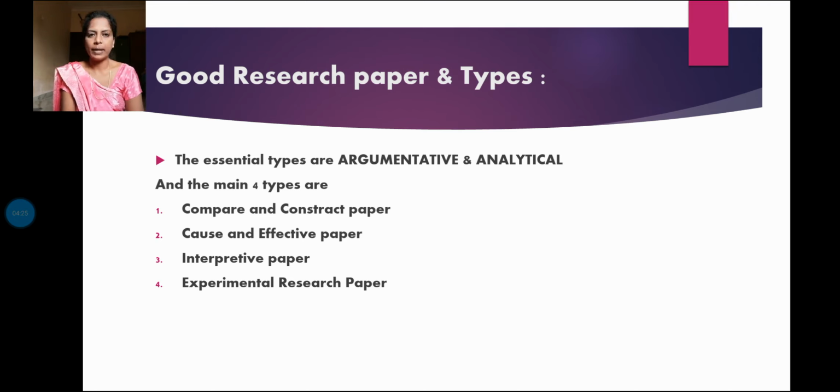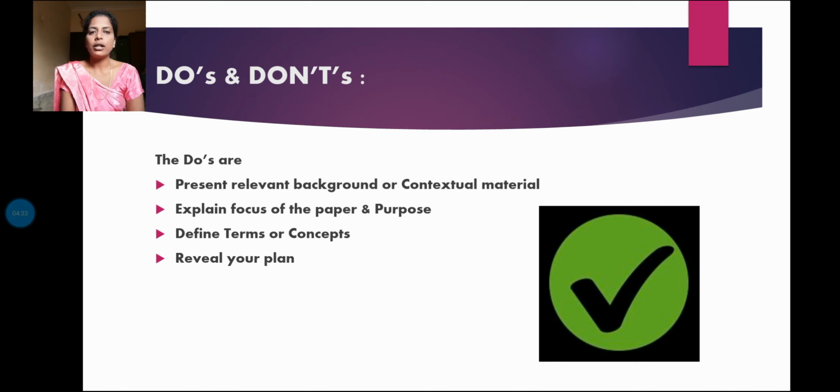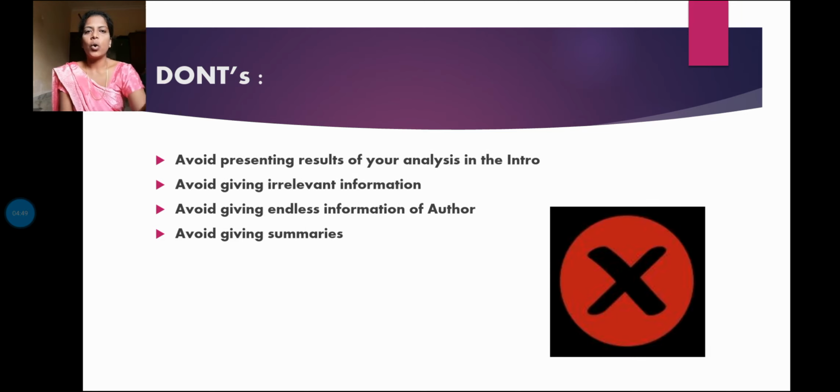What are the do's and don'ts of a research paper? The do's are: present relevant background or contextual material, explain the focus and purpose of the paper, define the terms and concepts of your research paper, and reveal the plan of your research. These are the do's of the research paper.